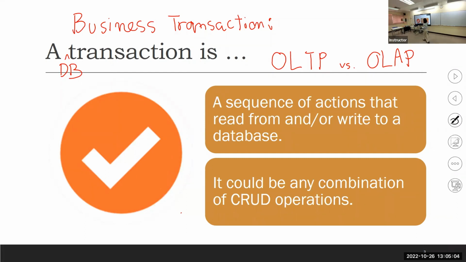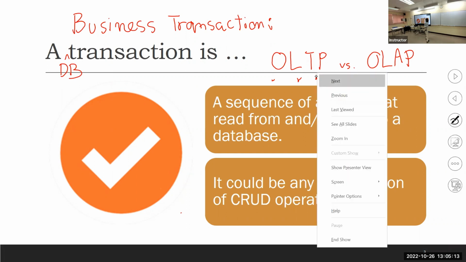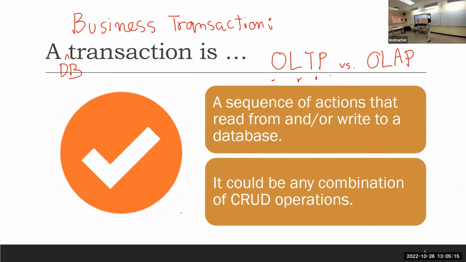I already said OLTP before, right? What is OLTP? Online transaction processing. Thank you. What do you think about OLAP? OLAP, online analytical processing. Yes, thank you. So they are actually different, okay? So that means these must be different as well.